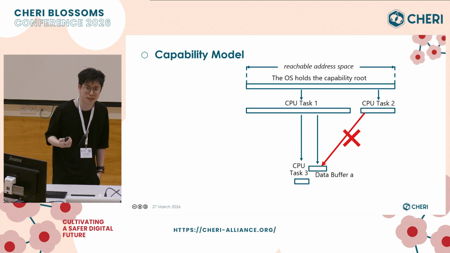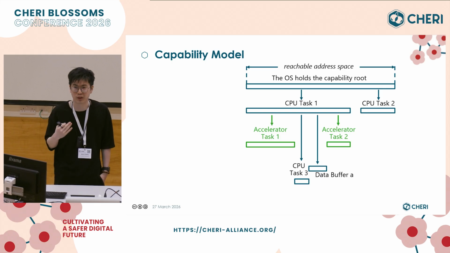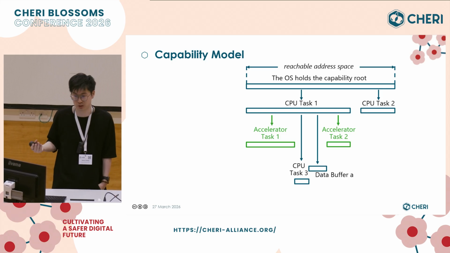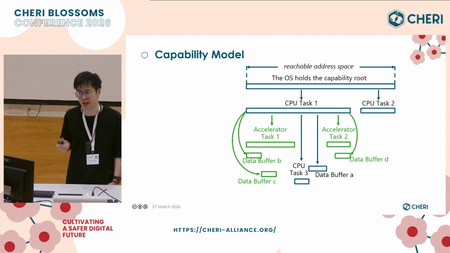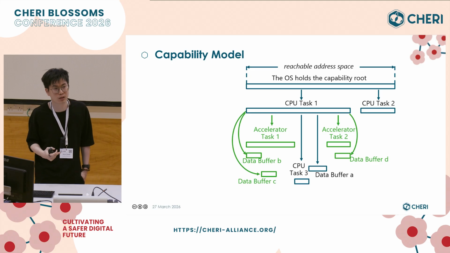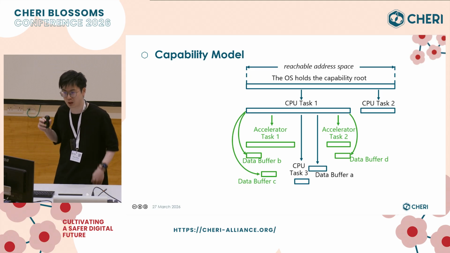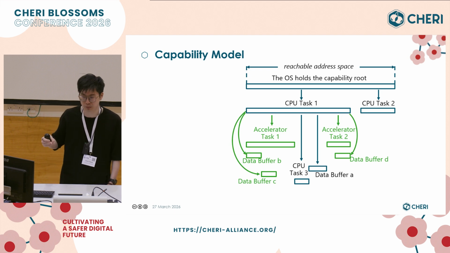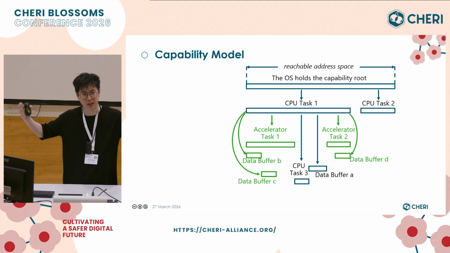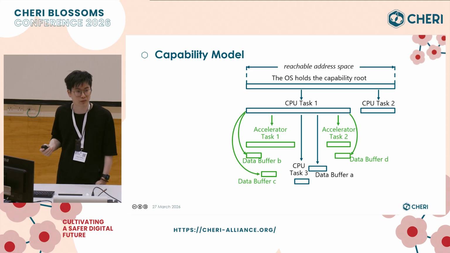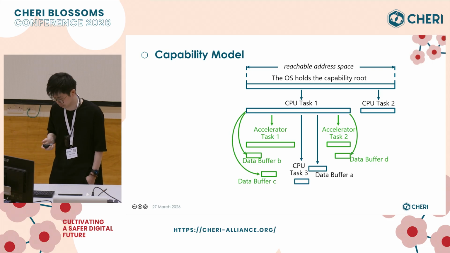How about accelerators, right? In this model, we force each accelerator task to be allocated by a CPU task. It's very similar to how a CPU task works, right? But when we allocate memory, we require the CPU task to allocate data buffers. This is because we assume that the accelerator cannot do dynamic memory management. So the CPU becomes the master of allocating the memories. But the accelerator can still access these data buffers because they have a bigger set of address space than the data buffers, right? So for example, task 1 can access buffer B and C without problem.